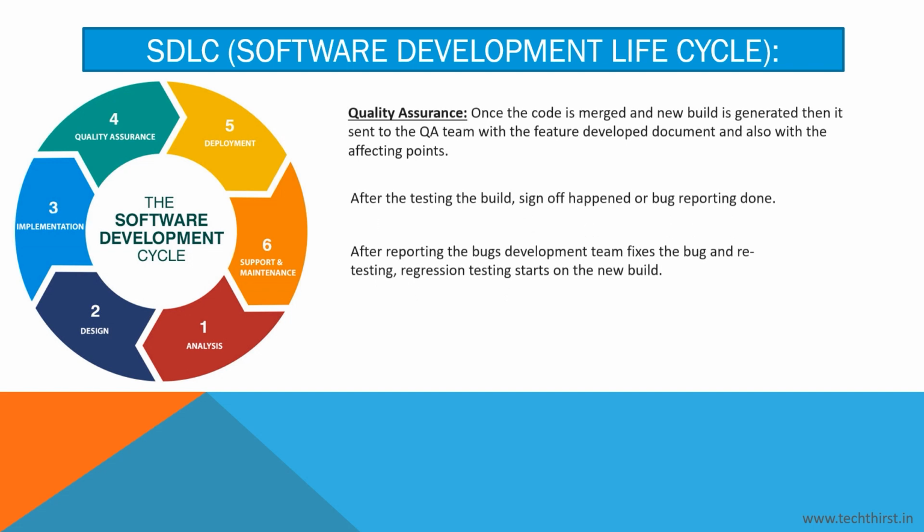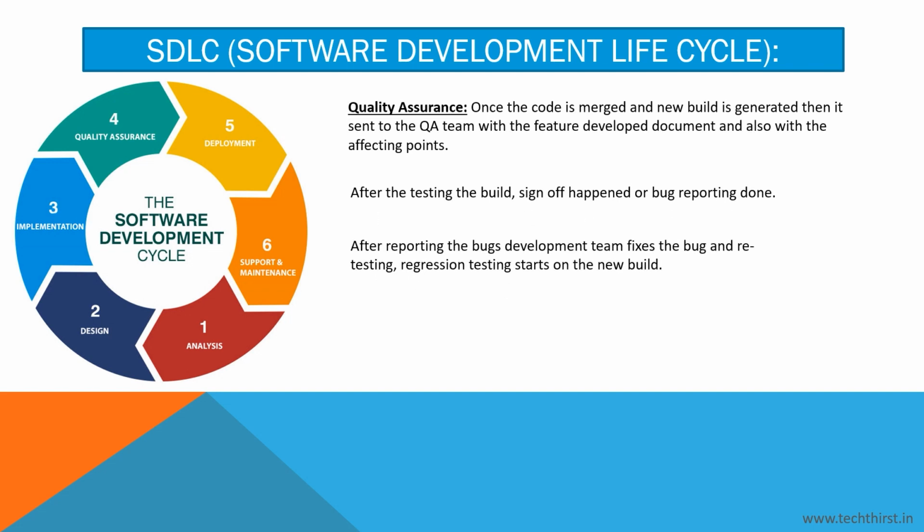Next is quality assurance. This is the stage where testing activities are conducted to ensure the software meets predefined quality standards. This includes various types of testing, such as unit testing, integration testing, system testing, and user acceptance testing, to identify and address defects and ensure the software functions correctly and satisfies user requirements.